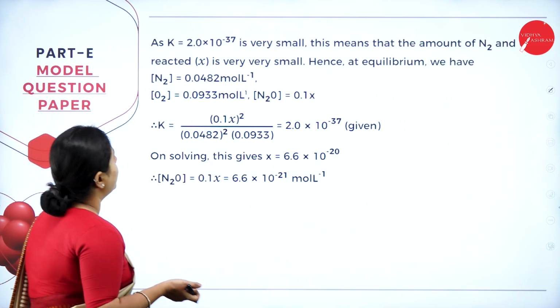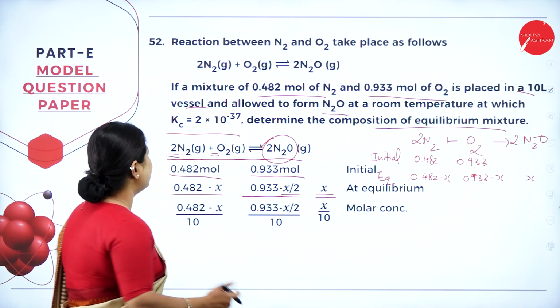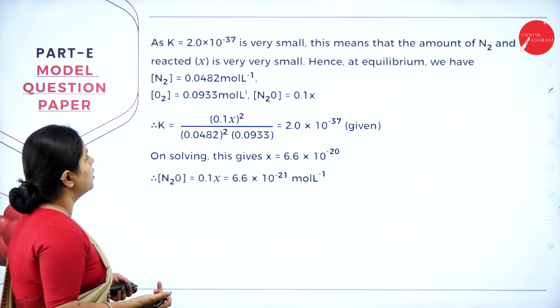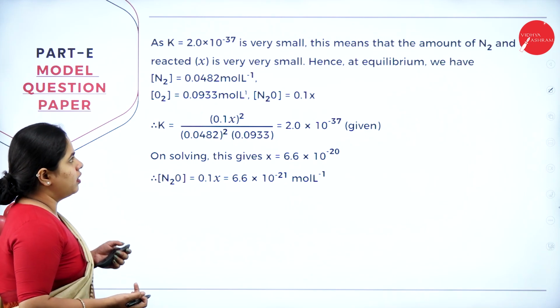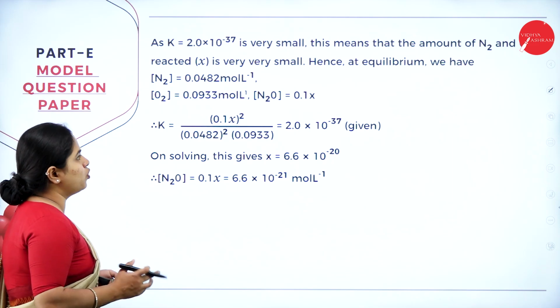Now, moving on to the next part. As the K value is given in the question already, 2 into 10 to the power minus 37. It's minus 37, which means it is a very, very small value, right? So, this means that the amount of nitrogen and oxygen reacted, that is X, is very small. Hence, at equilibrium, we have the N2 and O2 values which are given.